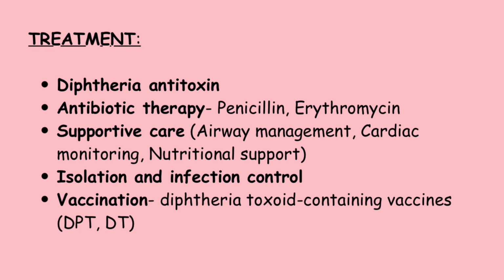Vaccination. Diphtheria toxoid containing vaccines. DPT vaccine, that is diphtheria pertussis tetanus vaccine. So in children, the diphtheria toxoid is given as a trivalent preparation. And the adult type vaccine is DT vaccine, that is diphtheria tetanus toxoid. Okay, so this is all about Corynebacterium diphtheriae.